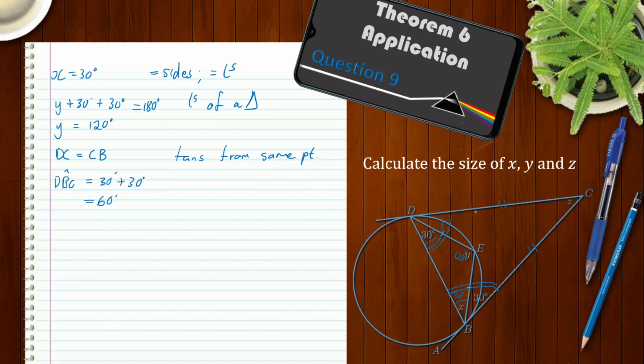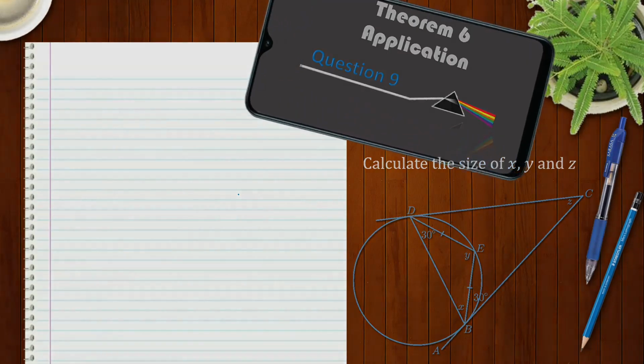And then we know that CDB should be equal to 60 as well, because equal sides equal angles. Okay, now we've got two of the three angles, and we can then solve for Z. So Z plus 60 degrees plus 60 degrees is equal to 180 degrees because of angles of a triangle. And then to solve for Z, we just take the 60s to the other side, and we're left with 180 minus 60 minus 60. This gives us 60 degrees. All right, then we're done there.